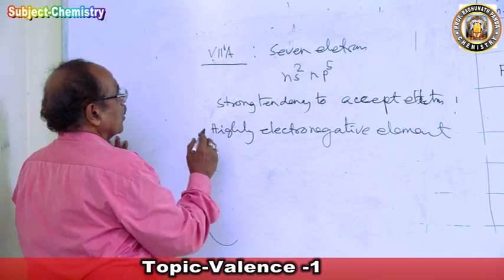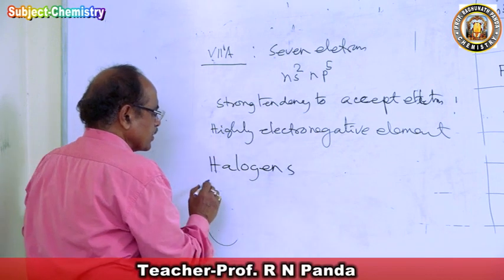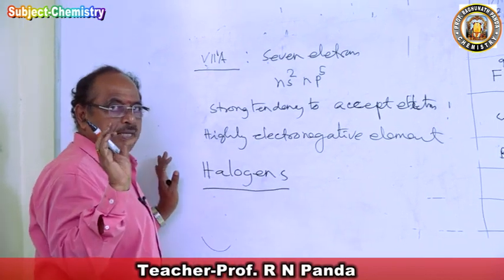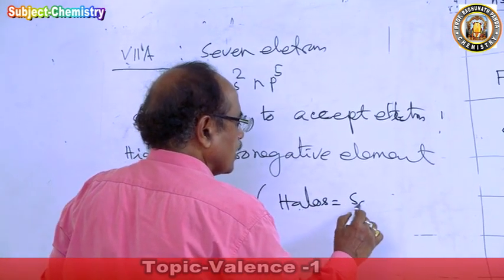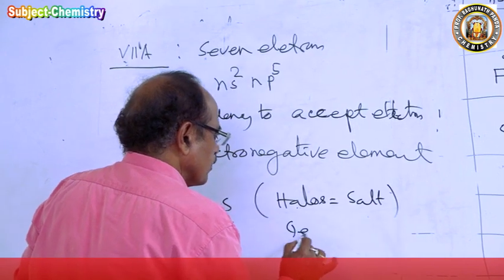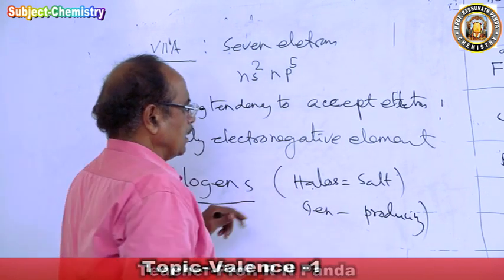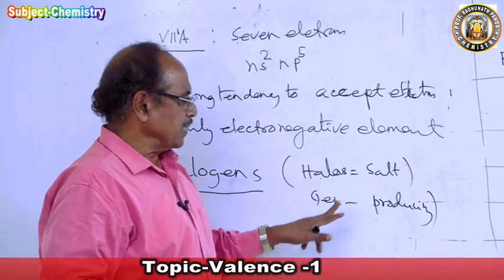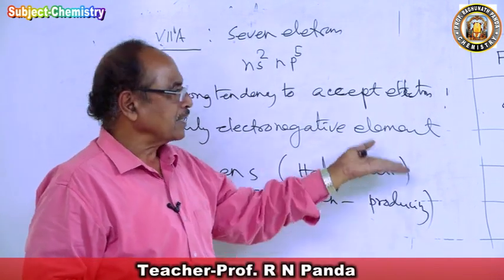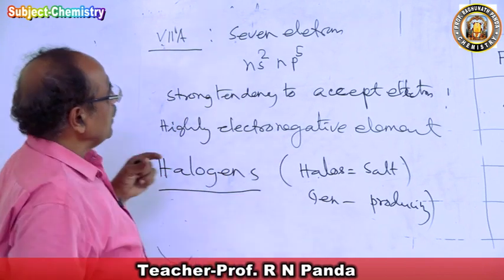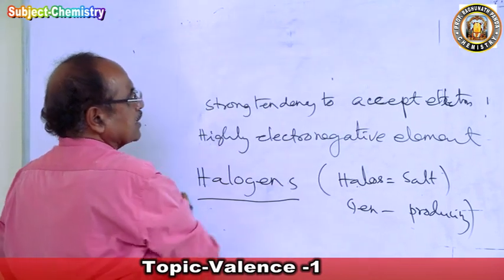And all these elements are called halogens. Halogen is a compound word. The Greek word halos means salt, and gen means producing: salt producing. They easily produce salts, hence they are called halogens, and they exhibit valency 1. Also they can exhibit valency 7.